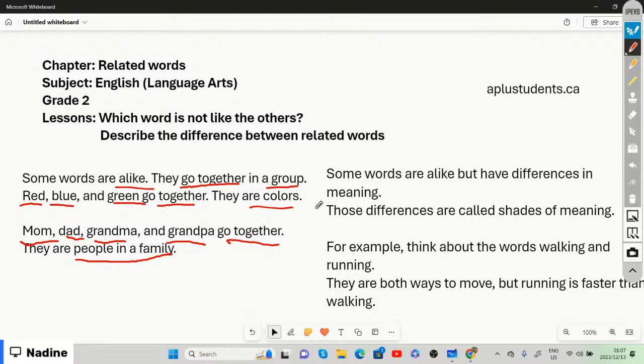So some words, we said, are alike, but they have differences in meaning. And the words that are different in meaning, we call those shades of meaning. So shades of meaning are basically where the words are alike, but they have differences in meaning. And the differences, we call those shades of meaning.